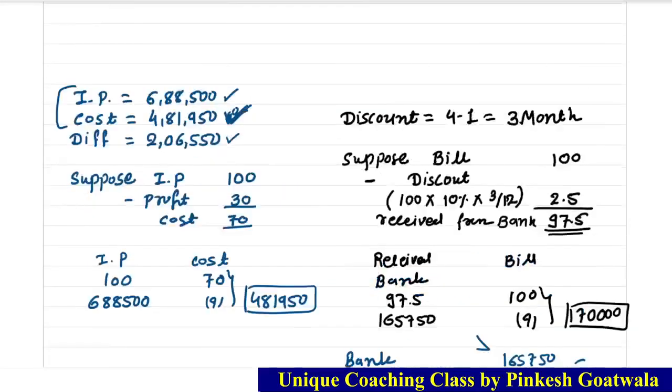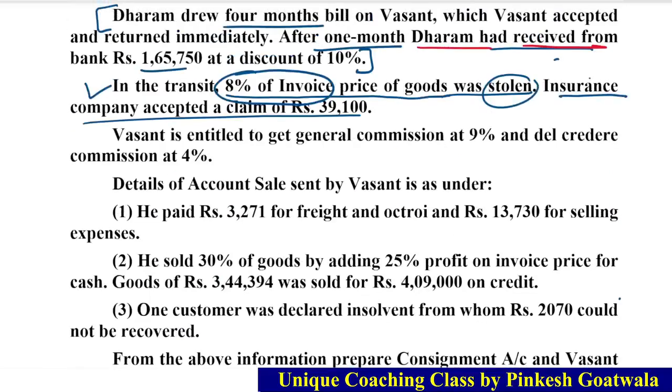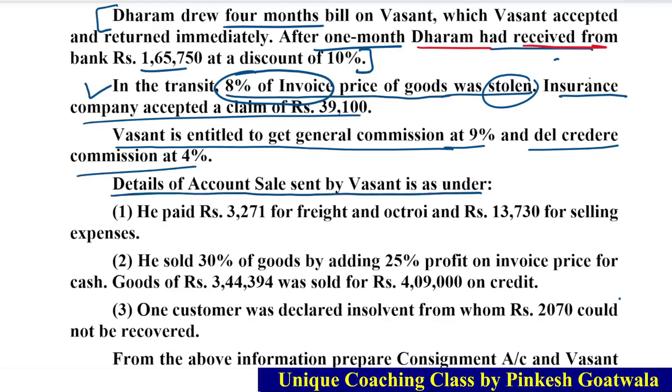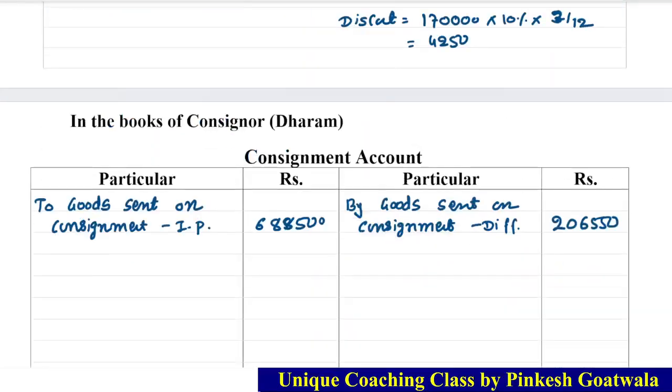Now the next point. Vasan is entitled to get general commission at 9% and del credere commission at 4%. So we know this effect: when we give the effect of sales, then we give the effect of commission. Details of the account sale sent by Vasan are as under. He paid 327 for freight and octroi and 30,730 for selling expense. So expense is given and it's incurred by Vasan.